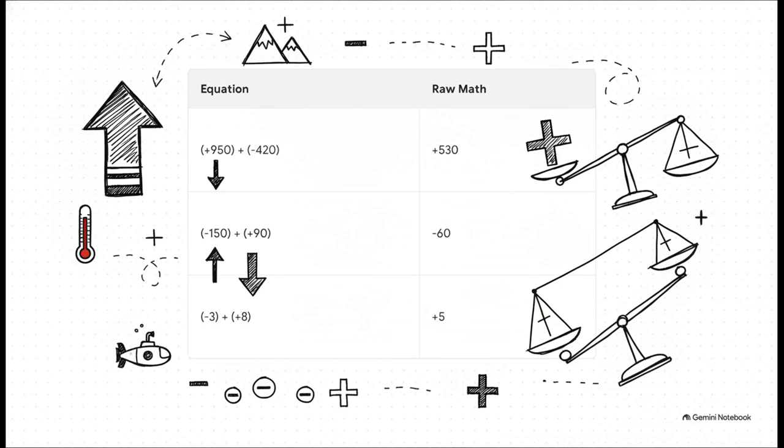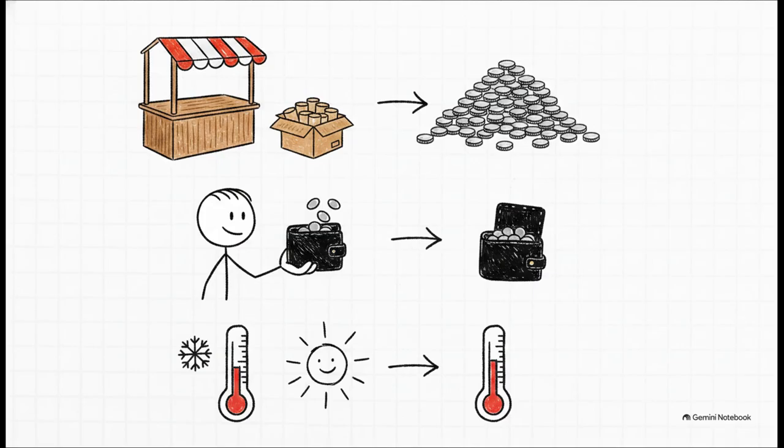And since the positive number, 950, is larger, our answer stays a positive 530. Next, a negative 150 plus a positive 90 leaves us with a negative 60. And for the last one, a negative 3 plus a positive 8 gives us a positive 5. Pretty straightforward, right? But here is where it gets cool. Look at how those abstract equations instantly translate into the real world.